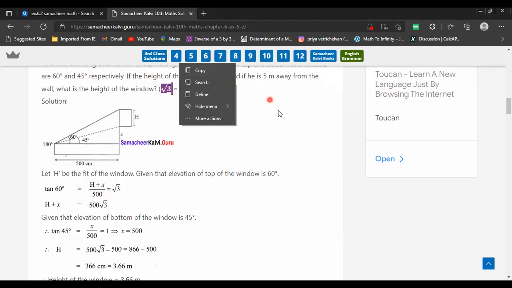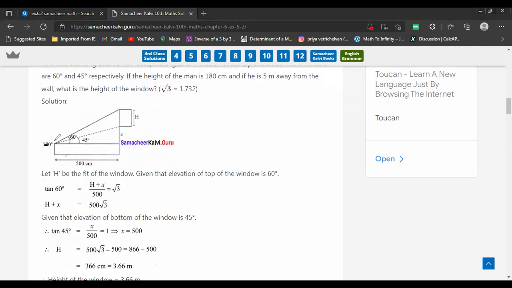Again, they are applying the tan theta for the 45°. For this triangle, again, they are applying the tan theta. So tan 45° is equal to opposite upon adjacent. So it's x upon 500. And what is tan 45? Tan 45 is 1. So 1 is equal to x upon 500. From that, we can say the value of x is 500.